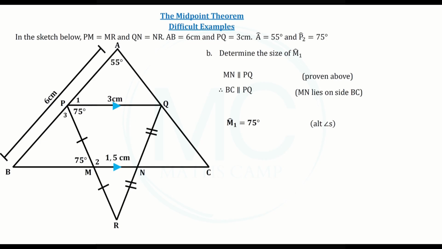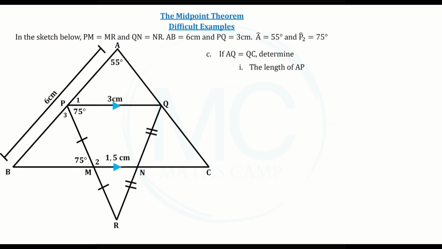Now we can move on to part C. If AQ is equal to QC, determine the length of AP. The question tells us that AQ is equal to QC. So let's put 3 green lines on AQ and 3 green lines on QC to show that they're equal. Now AP sits on side AB, which is 6 centimeters long. AB is the side of the larger triangle ABC. So let's make this triangle red.